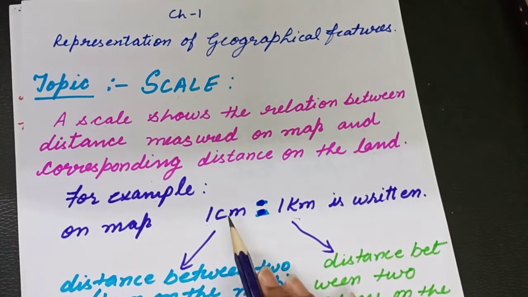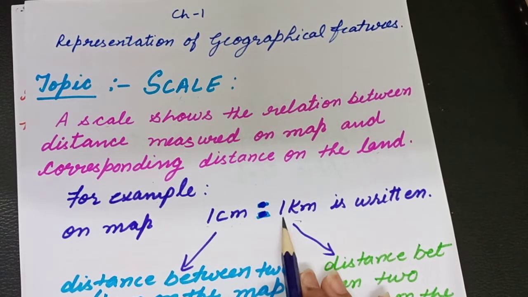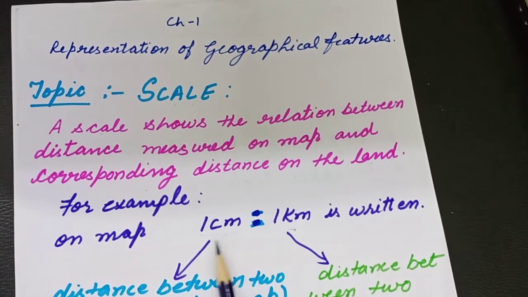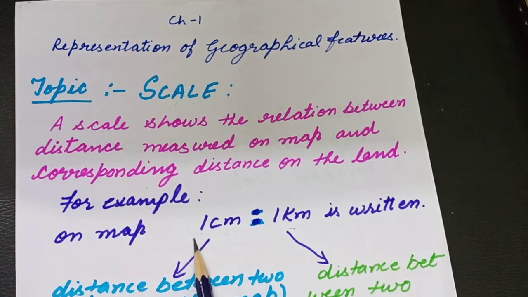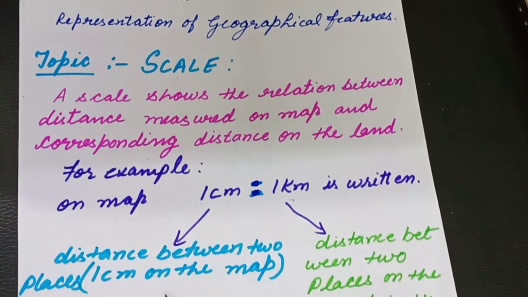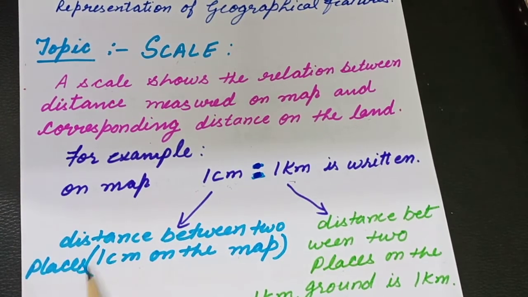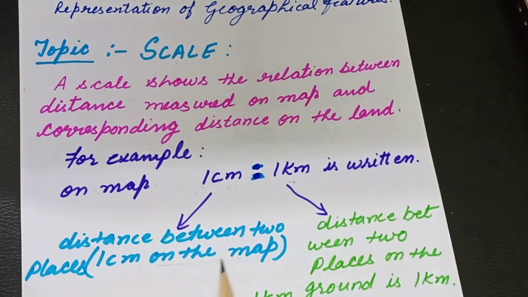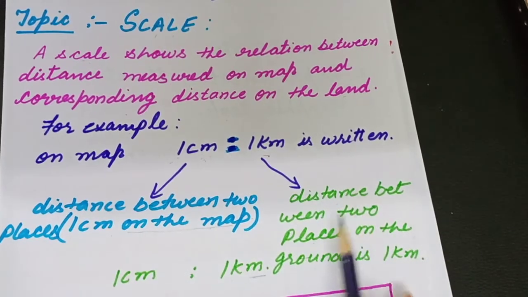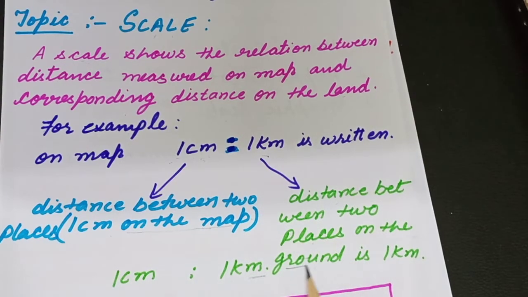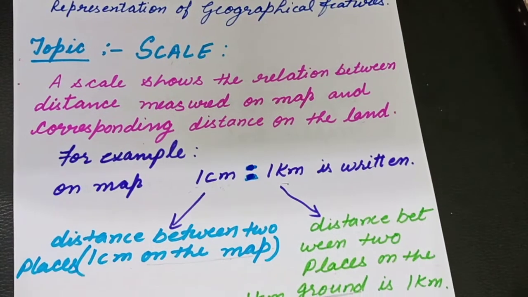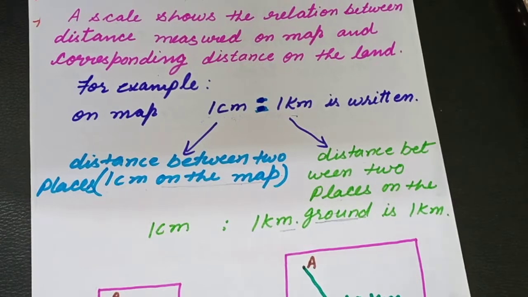For example, 1 centimeter is equals to 1 kilometer. So here this 1 centimeter is shown on the map. Distance between two places is 1 centimeter on the map, and distance between same two places is 1 kilometer on the ground. So that is scale.